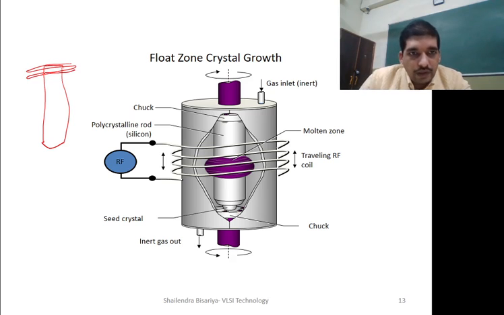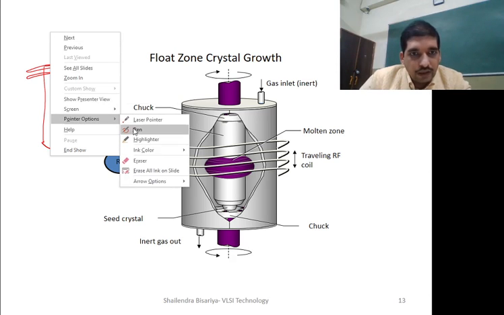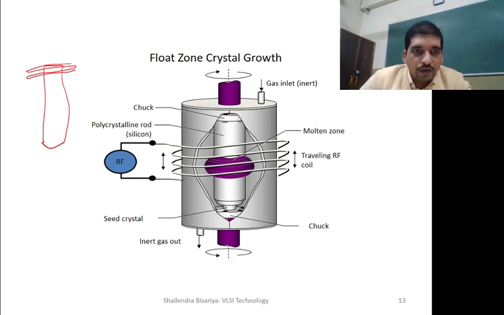So due to this traveling RF coil, wherever it will be, at that point the material of that state will be melted. The material of this region, which is actually this complete rod, is basically in solid form. So this area will be melted, which is in contact with this RF coil.